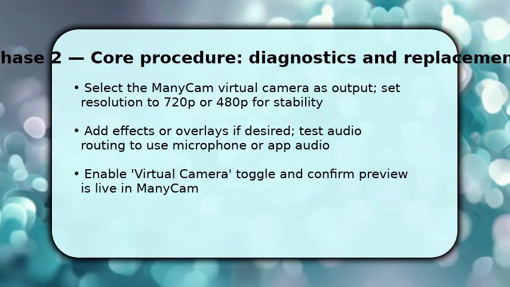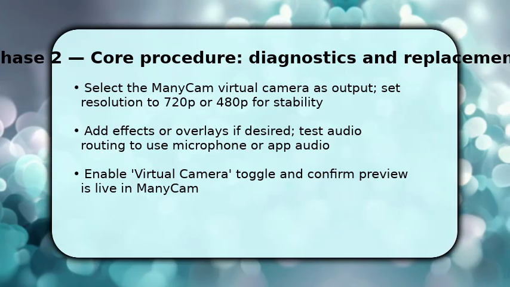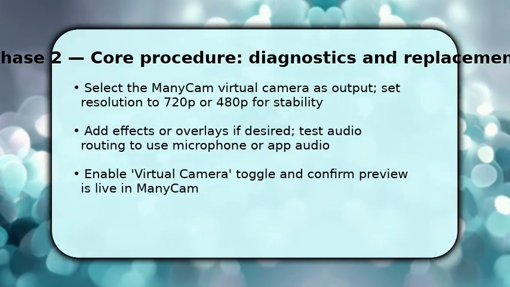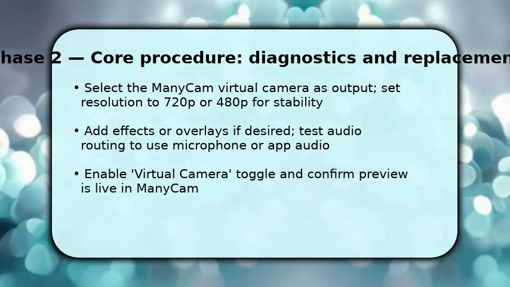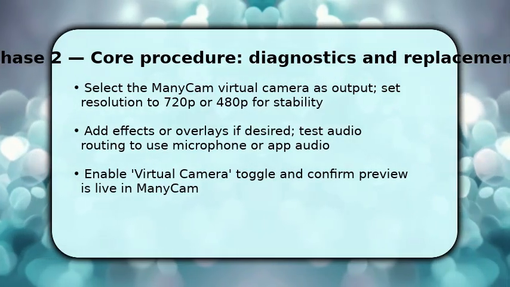Check audio routing so your mic or app audio flows through ManyCam, and then enable the virtual camera toggle. Confirm the preview is live. When ManyCam shows a stable preview, Ome TV will detect that feed in the next step.